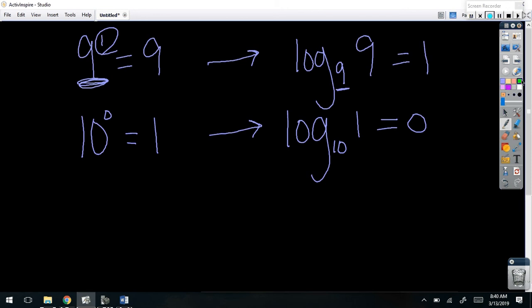How about this one? Like an exponent over. What does that equal? 3. Why? Because the third root of 27 is 3. Good job, y'all. 3 times 3 times 3 is 27. Write that as a log.